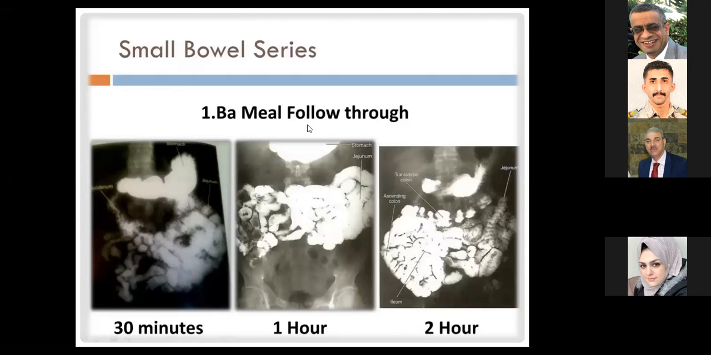This is about the timing. When we give a barium meal, after half an hour, we can find it still in the stomach, and it will start to enter the duodenum and the small intestine. After 1 hour, it will appear to accumulate in the jejunum. After 2 hours, it will be accumulated in the duodenum, the ileum and jejunum, and will also enter the colon.